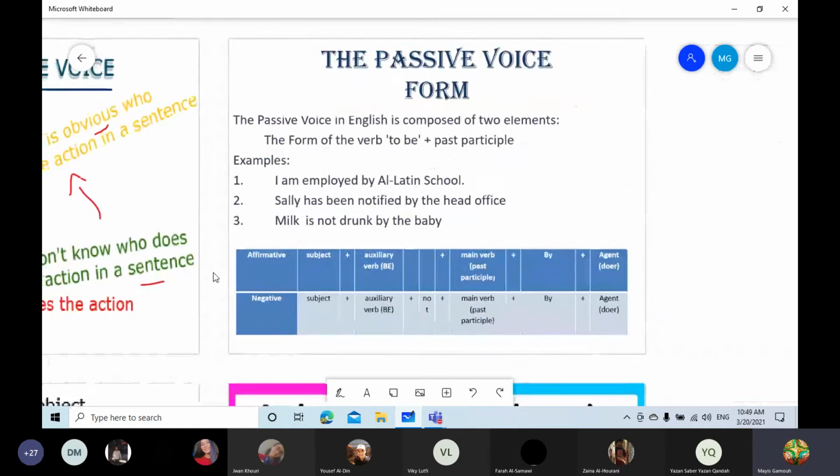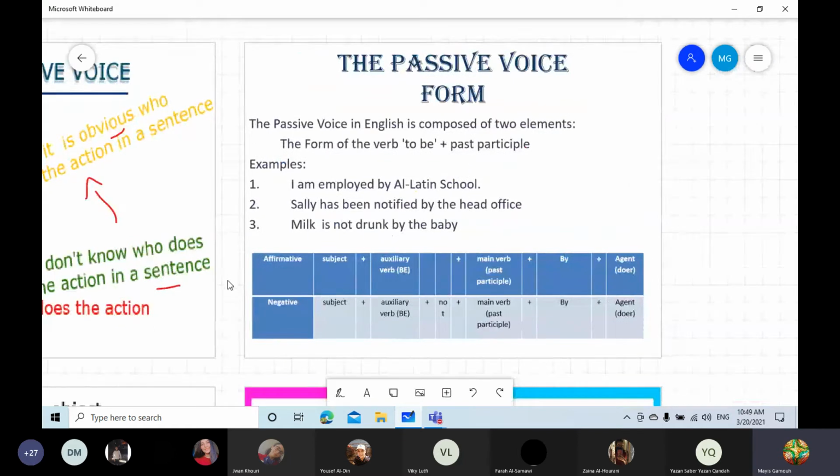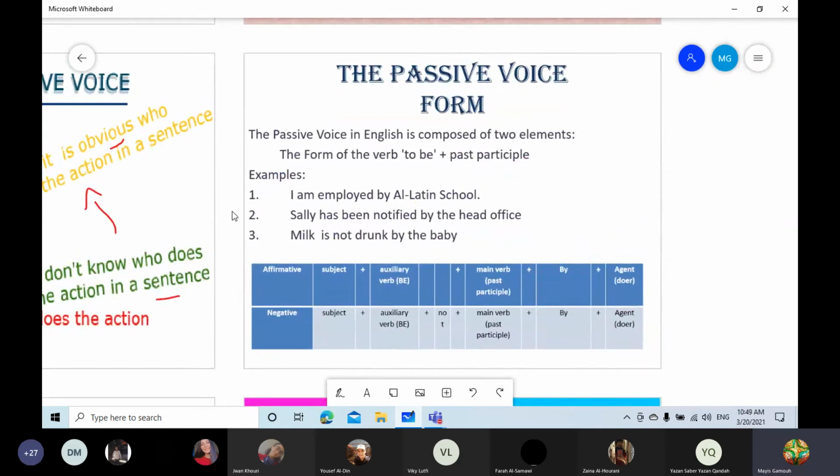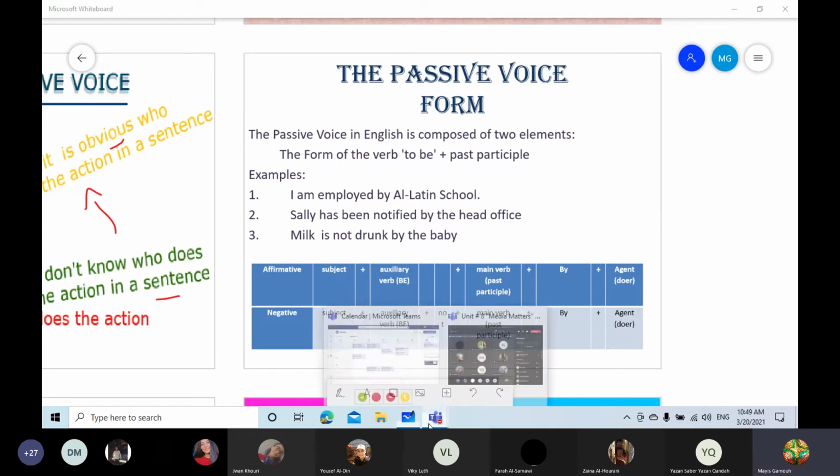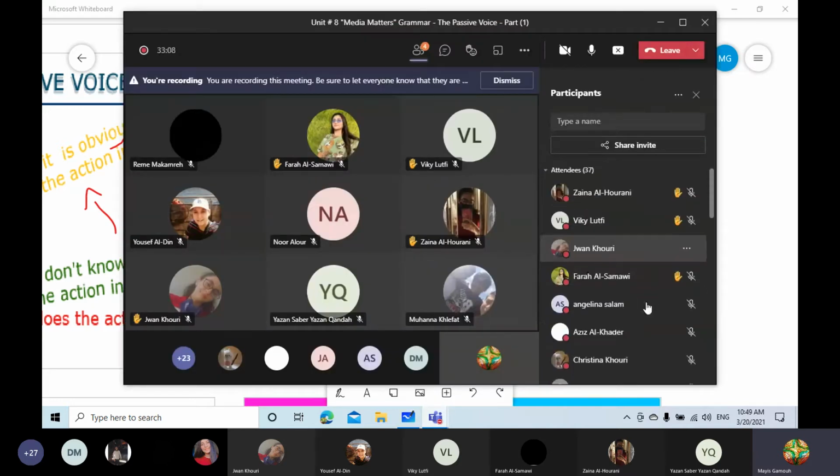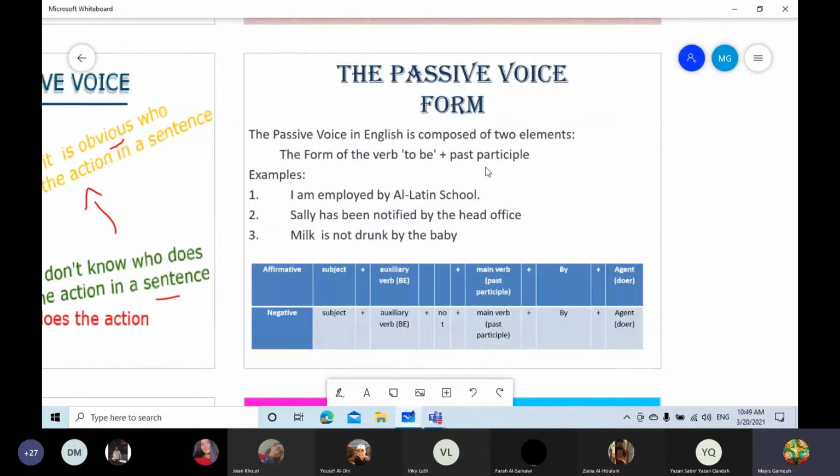Let's go now to the formation of the passive voice. How can I form my sentence in the passive voice? Look here, guys. Let me see. Did you read? Okay, Vicky, can you read, please?